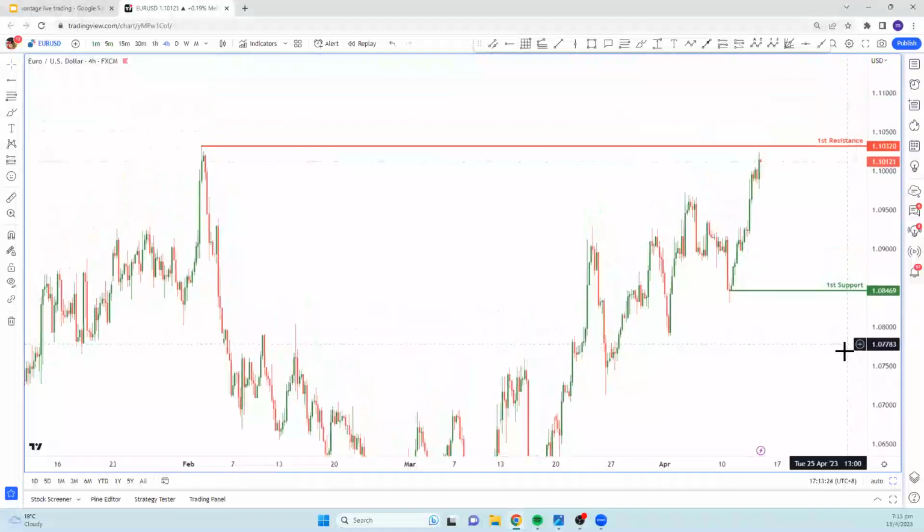These are our graphical support and resistance levels, and we can always adjust the levels for our entry, stop loss, or take profit after we have included the Fibonacci levels or any indicators that you like to use.